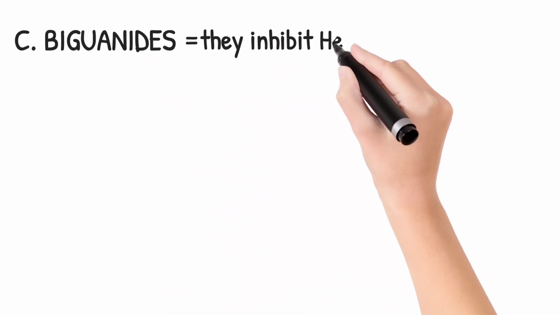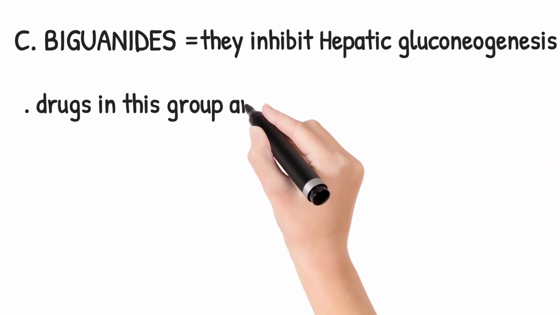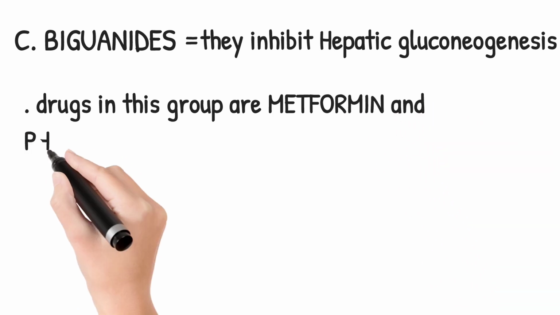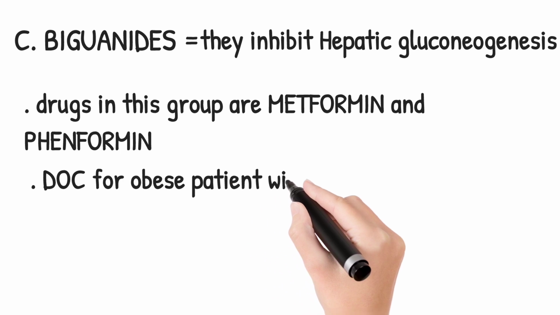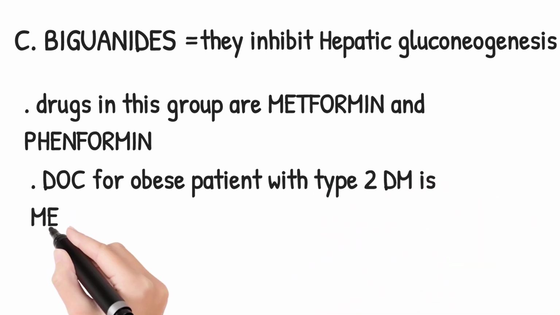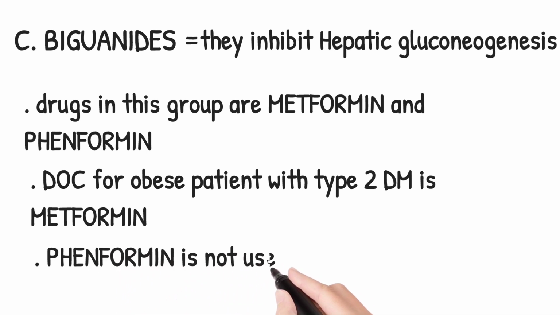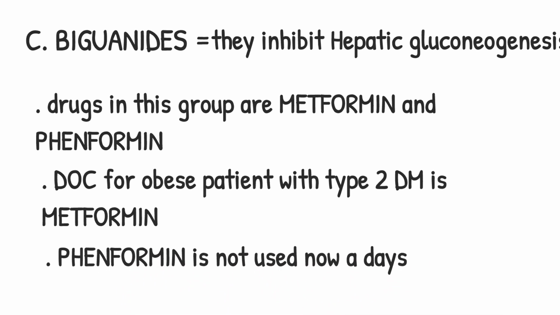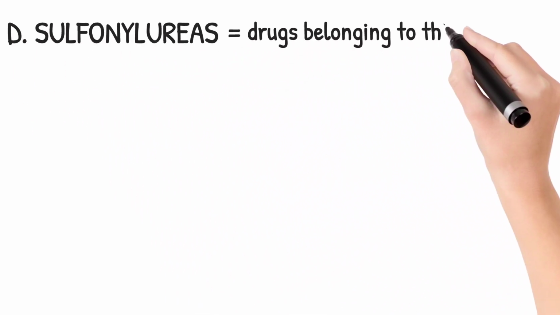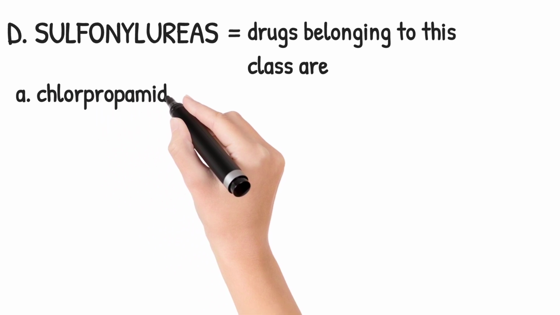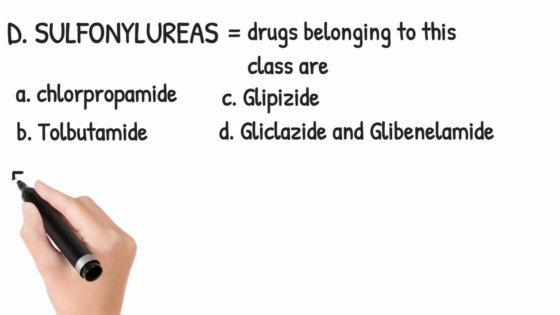Biguanides, they inhibit hepatic gluconeogenesis. Drugs in this group are metformin and phenformin. Drug of choice for treatment in obese diabetic patients is metformin. Phenformin is not used nowadays because of its side effects. Next group is sulfonylureas. Drugs belonging to this class are chlorpropamide, tolbutamide, glipizide, glyburide and glimepiride.